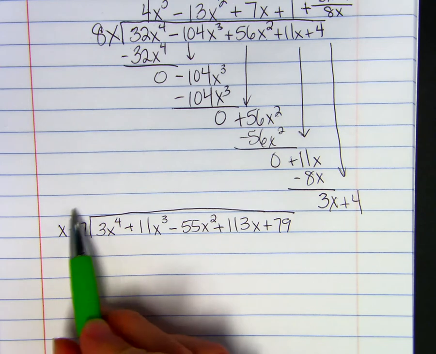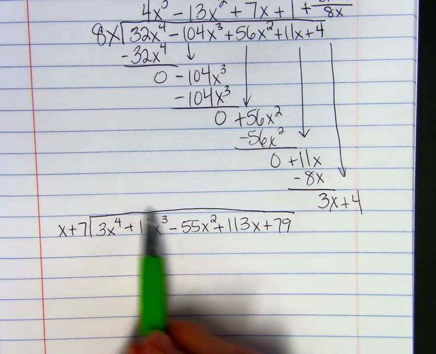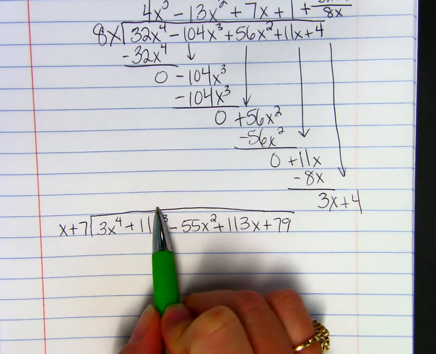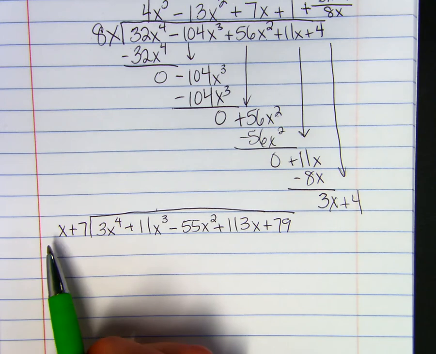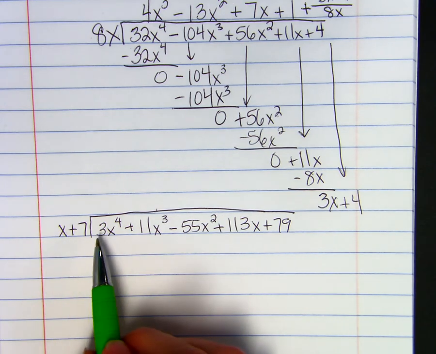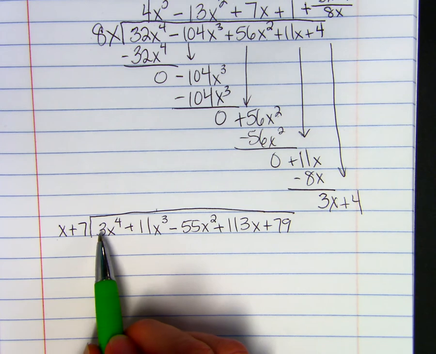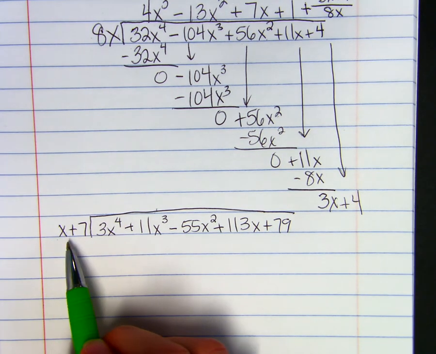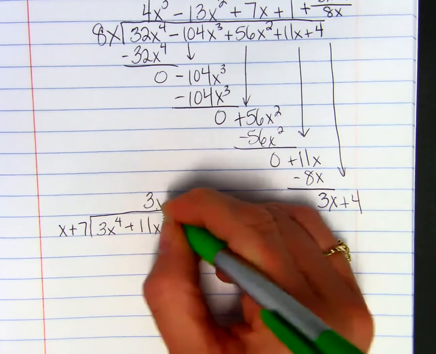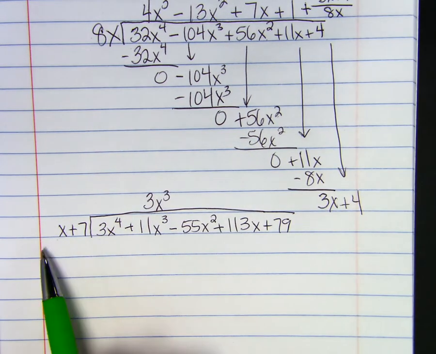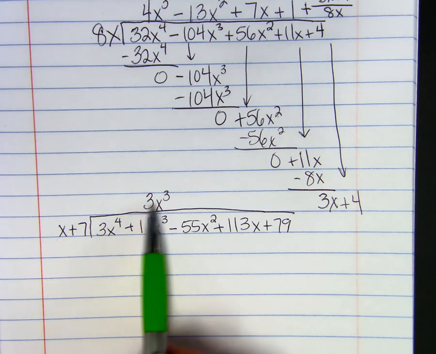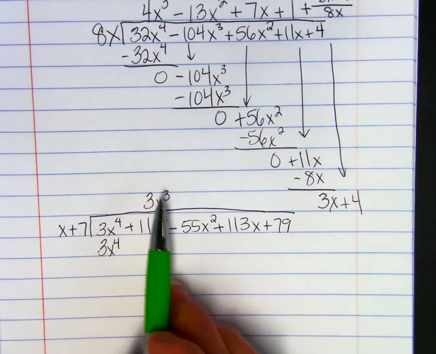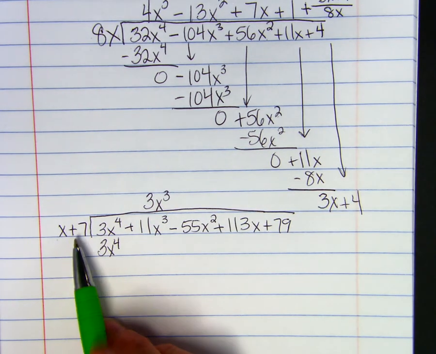So, because this has two terms, when I divide, I'm going to put my answer right here. You only look at the first term in each polynomial. So you say how many times does x go into 3x to the 4th power? And it's just 3x cubed. So you put that right here. Because when you multiply, you have to use the distributive property and do 3x cubed times x and 3x cubed times 7.